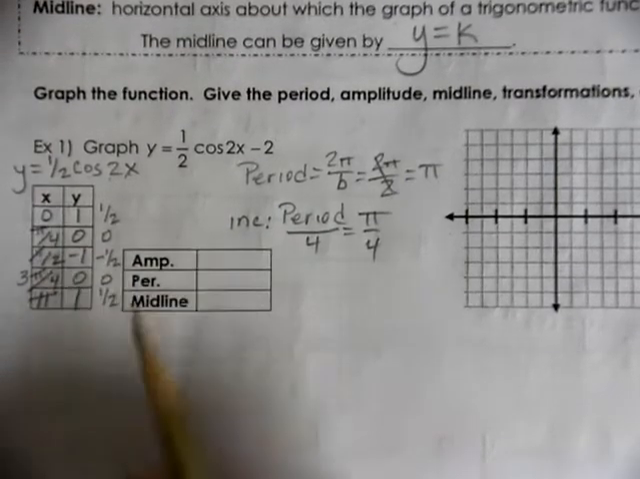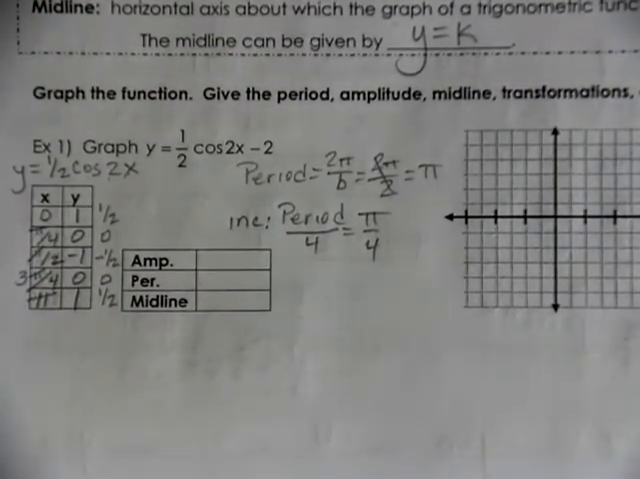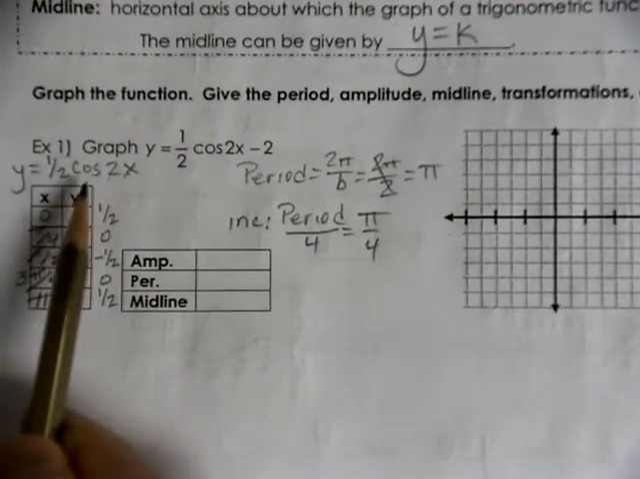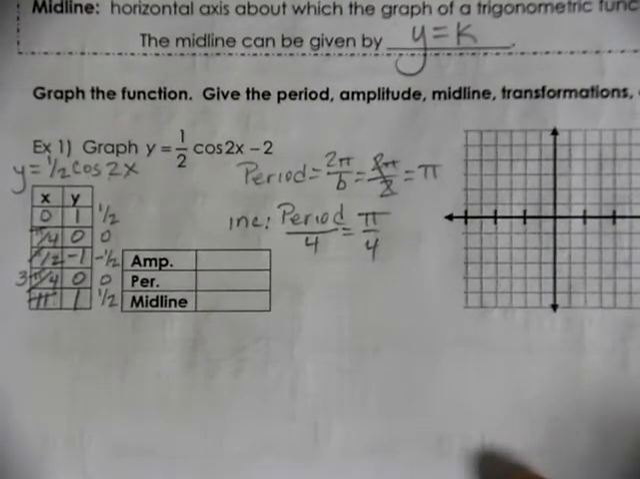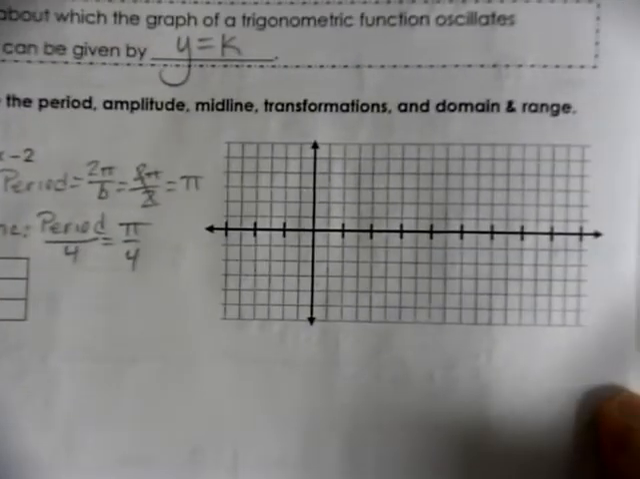So notice that we're combining what we did yesterday in 2 graphs. We're combining it into 1 graph today. You don't have to. You can do the cosine of 2x for 1, and then you can shrink it, and then you can translate it. Your choice.